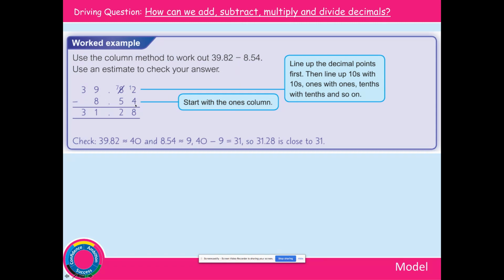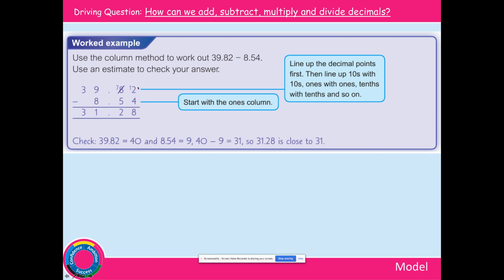We've got 2, take away 4. We can't take 4 away from 2, so we go next door and we use one of these 8s, the 8/10. We cross out the 8/10, and because we're using 1, we reduce it by 1, so make it 7, and put the 1 over here into the hundredths.